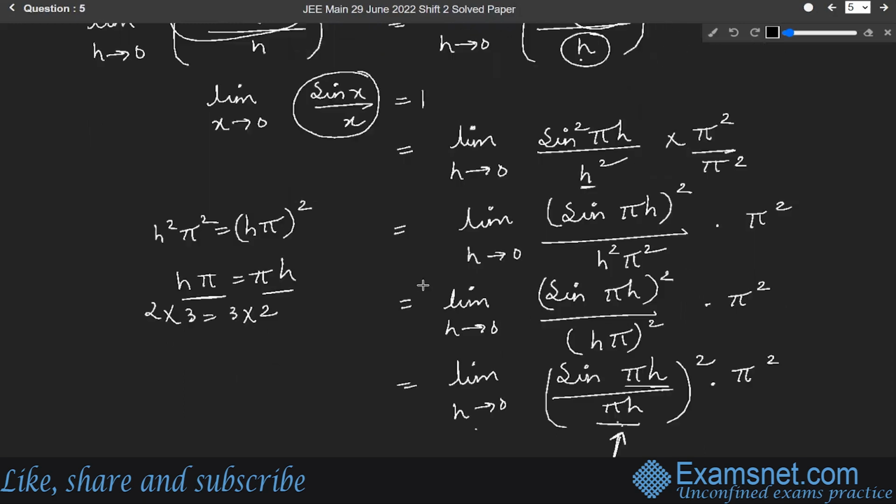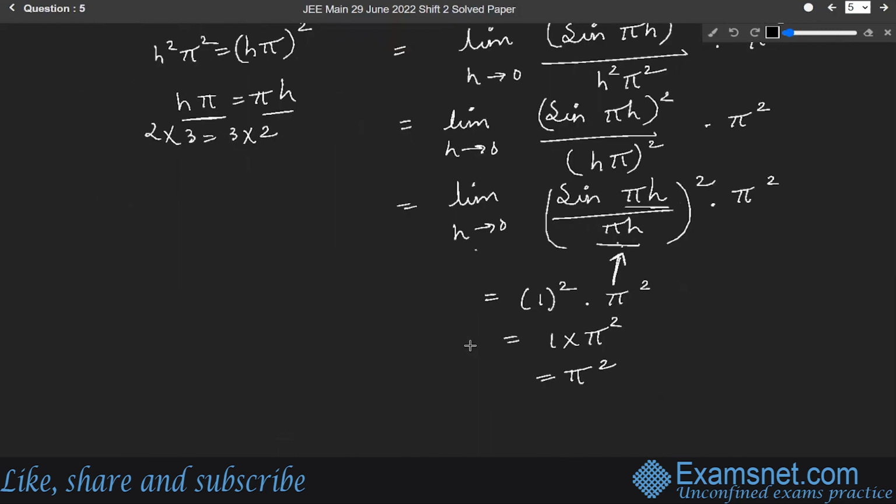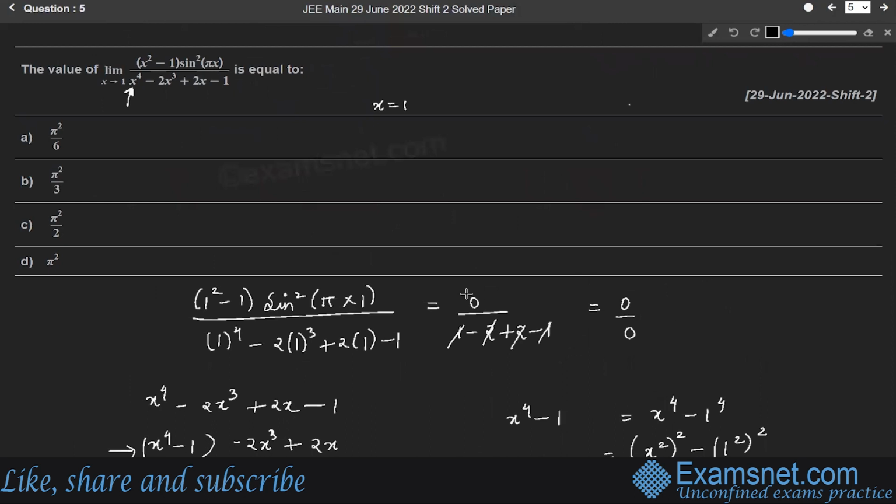The formula that we have used here is limit x tends to 0 of sine x upon x is always equal to 1. Here you can see again we have sine pi h upon pi h. It is in the same form of sine x upon x, so it's always equal to 1. So for this question, the correct answer is pi square. I hope you are clear with this question. And let us check the options. From all the given options, the correct option is option D here.